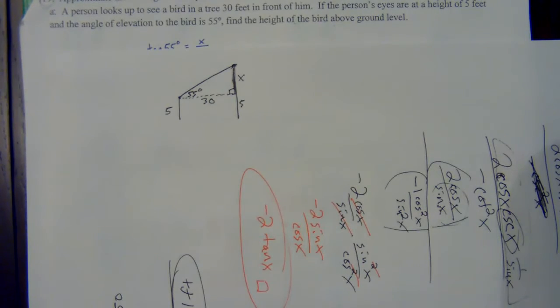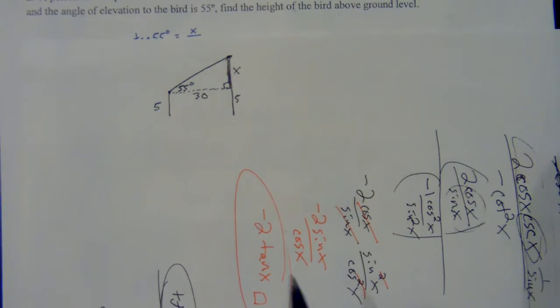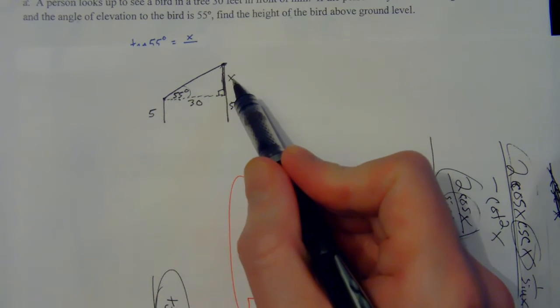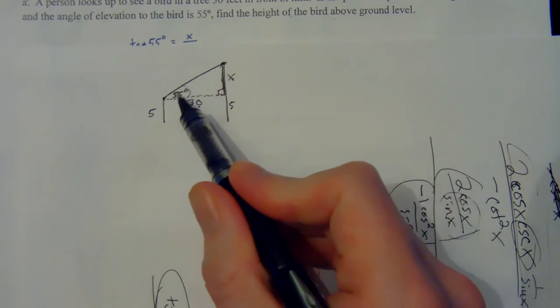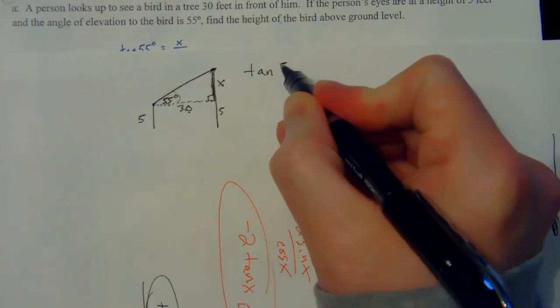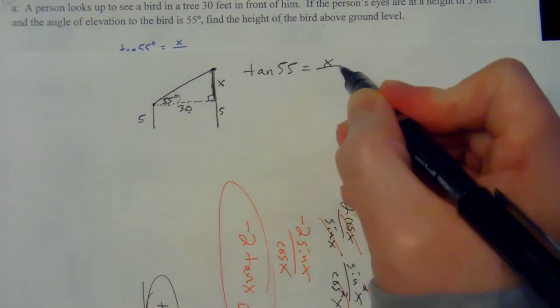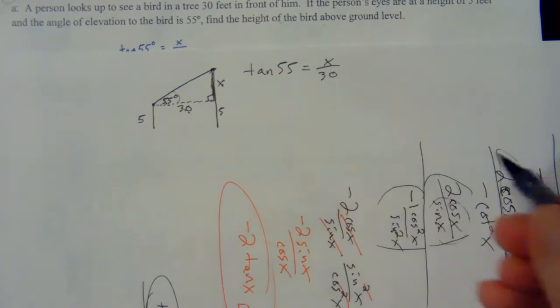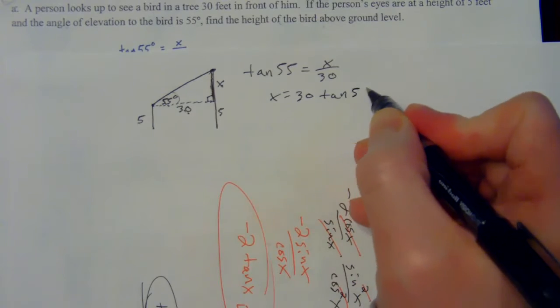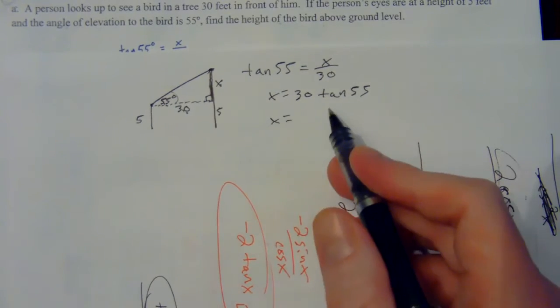So as you look at that right triangle, basic SOH here, if I look at this angle here, I'm trying to find the opposite side, and this is the adjacent side. So the trig function that relates opposite and adjacent is your tangent function. So we'll go tangent of 55 equals opposite over adjacent, and then solve this for the X. So multiply both sides by the 30. And then you plug that into the calculator.